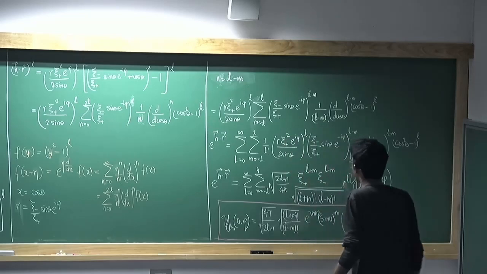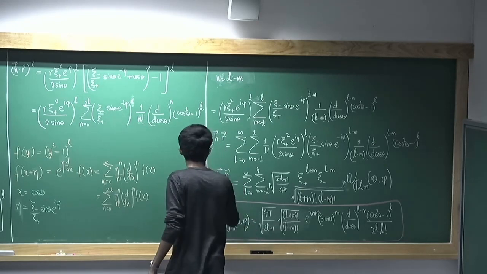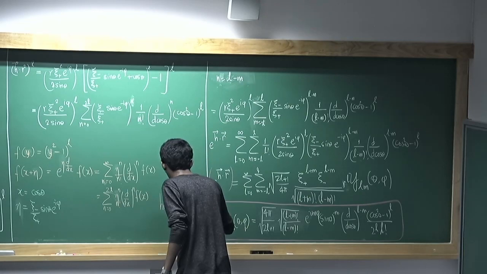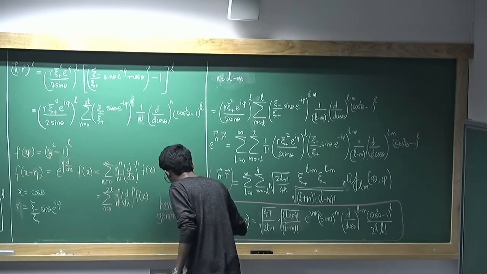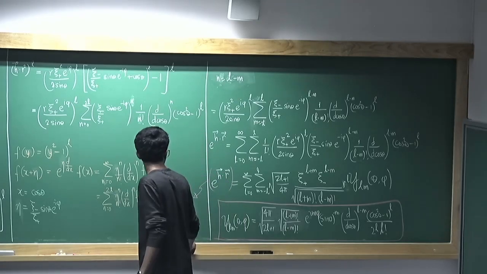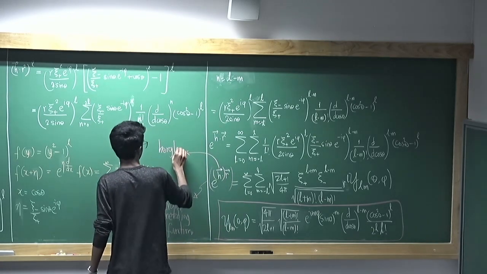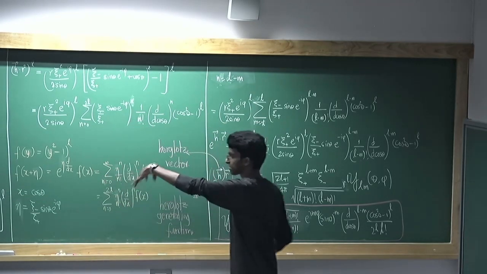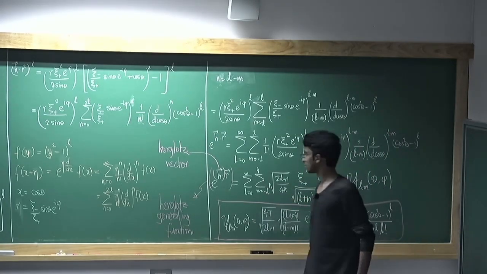Okay. So before ending, let me give you some names of all these things. So e to the h dot r is what I called the Herglotz generating function. And h, the vector h, is called the Herglotz vector. When parameterized in the way we did, it gives you the spherical harmonics in this convention.